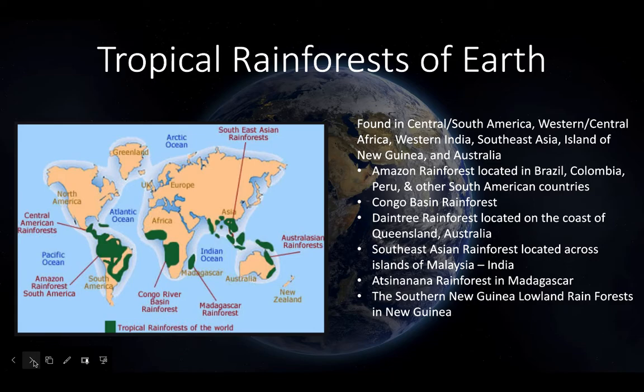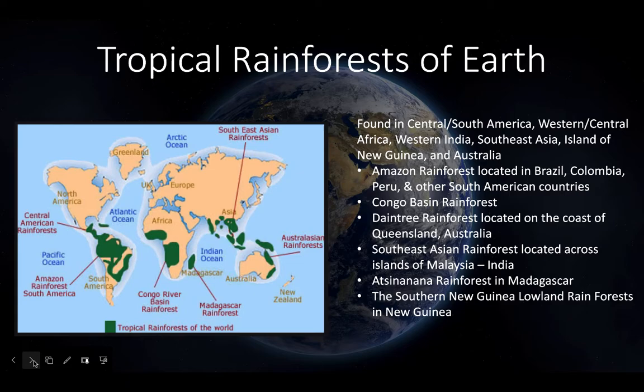We have the Amazon rainforest, located in Brazil, Colombia, Peru, and stretching to other South American countries. The Amazon rainforest is 55 million years old and is actually the largest rainforest on Earth. We have the Congo Basin rainforest, the Daintree rainforest located on the coast of Queensland, Australia, which is also estimated to be the oldest rainforest at 180 million years old.